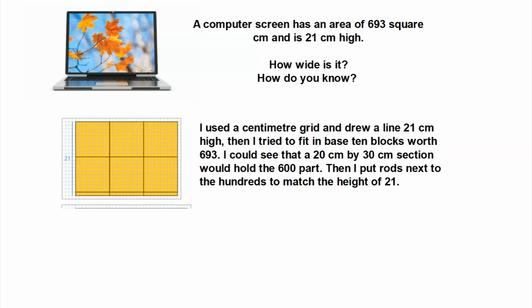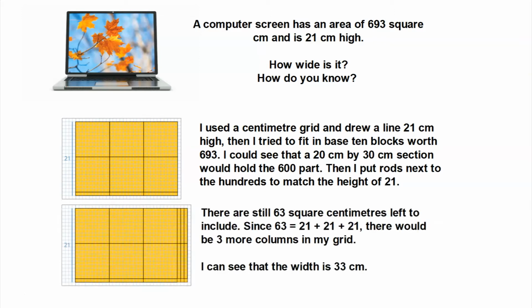I could see that a 20 centimeter by 30 centimeter section would hold the 600 part. Then I put rods next to the hundreds to match the height of 21. There are still 63 square centimeters left to include. Since 63 is equal to 21 plus 21 plus 21, there would be 3 more columns in my grid. I can see the width I end up with is 33 centimeters.